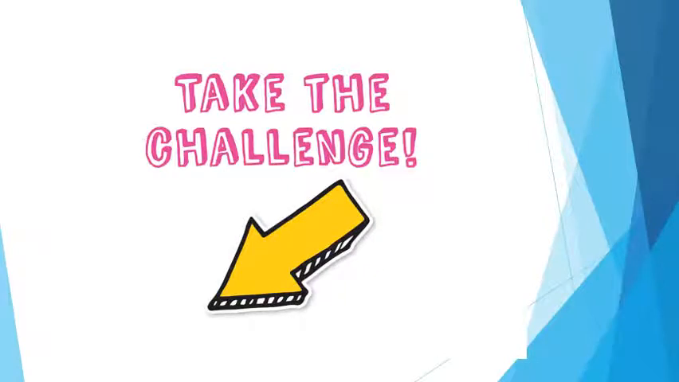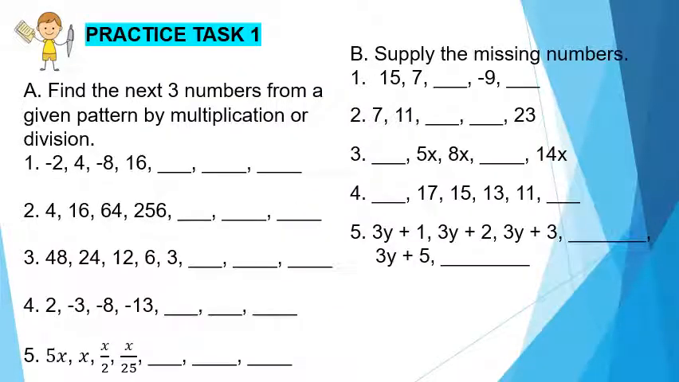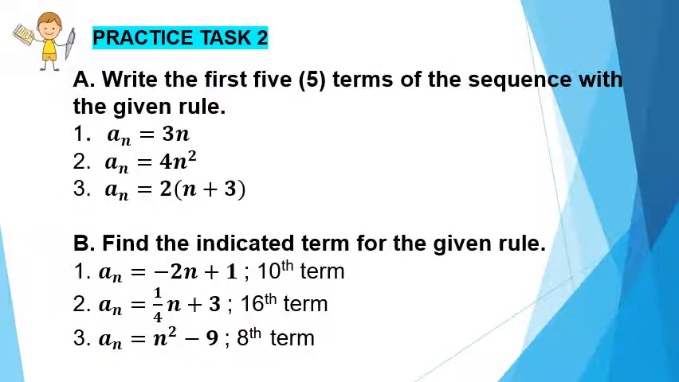Let us take the challenge. So, sagutan ito na. Practice task 1. So, the instructions are written on the screen. Nakasulat din yan sa module nyo. Another. So, practice task 2. Write the first 5 terms of the sequence with the given rule. So, sa given rule, since first 5 terms ang kailangan, yung n papalitan lang ng 1 hanggang 5.